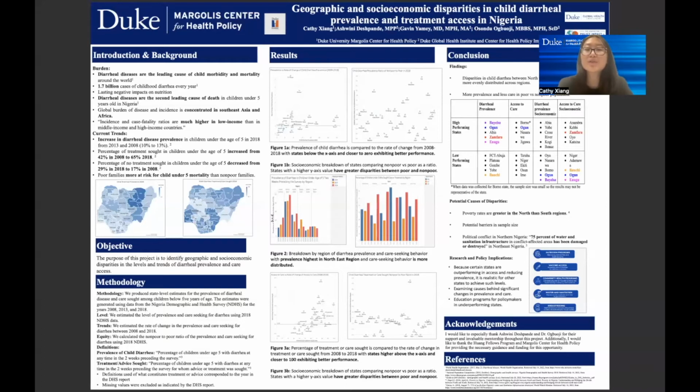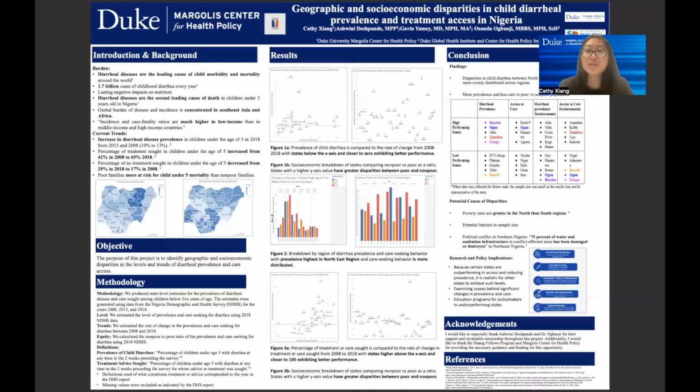Examining the results, you can see that there were findings for both geographic and socioeconomic disparities. For geographic disparities, there was overall more prevalence and less access to care in North Nigeria than South Nigeria, though the distribution was more even in terms of access to care. Specifically, prevalence was highest in Northeast and Northwest Nigeria, and care access was highest in the Southeast. For socioeconomic disparities, in the majority of states, poor populations had higher prevalence and less care than non-poor populations.